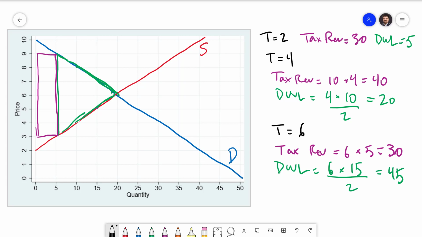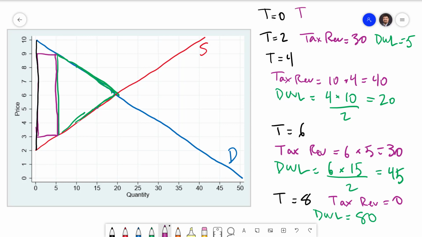If we were to continue this on and increase the tax to 8, this will shrink the market all the way down to 0 because the tax wedge will fit in all the way across here at 0. Here the tax is so large that it completely shut the market down. Since no units are being transacted, the tax revenue goes all the way to 0, and the deadweight loss is going to be the full 80, which is the total surplus we would have had with no tax. We can actually add one more case where the tax is 0. When there's no tax, of course, the tax revenue is 0, as well as the deadweight loss.